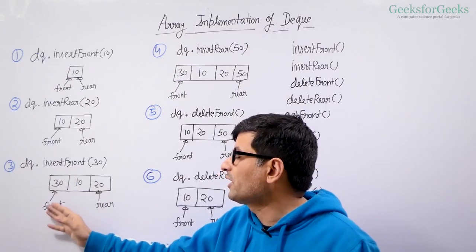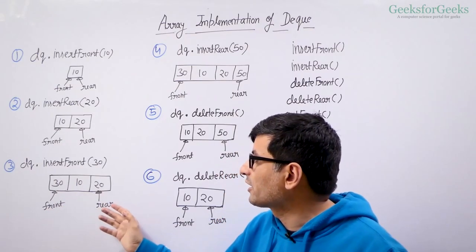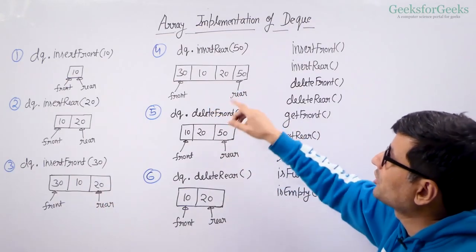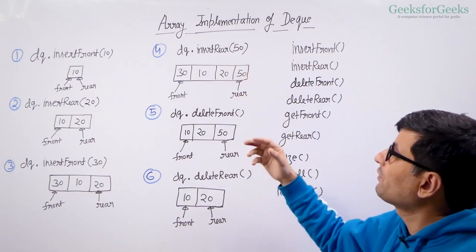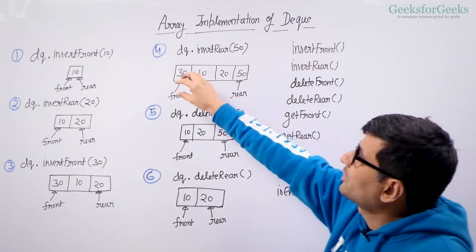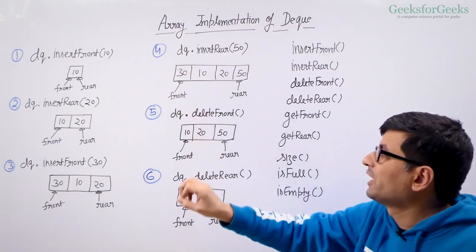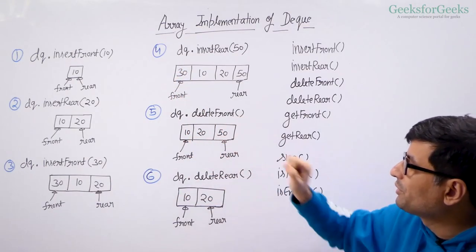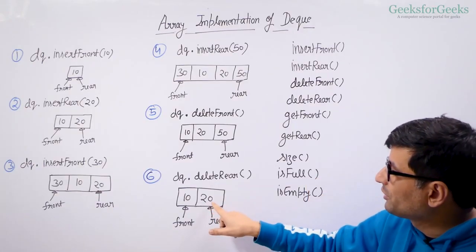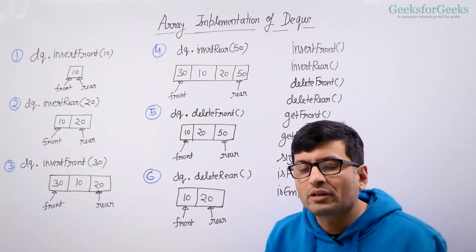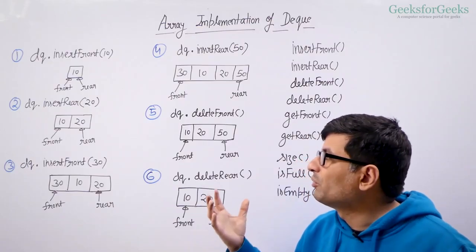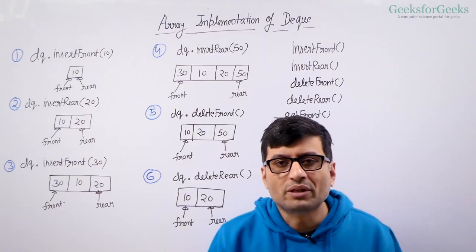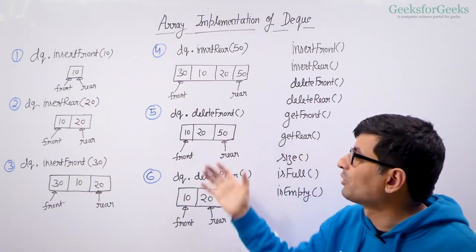So if I call get front, I should get 30, and if I call get rear, I should get 20 now. Now if you call insert rear, it should insert 50 at the end. Now if you call delete front, this 30 should be removed from the Deque, and now your new front should be 10. Now if you call delete rear, then 50 should be removed from the Deque, and this should be your new rear. At any moment, if you call size, it should give you how many elements are there in the Deque. Now please pause this video and think of an implementation that supports all these operations in big O of one time.